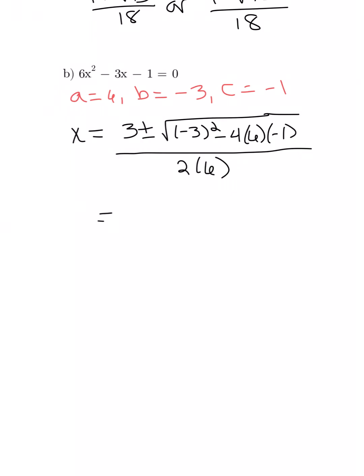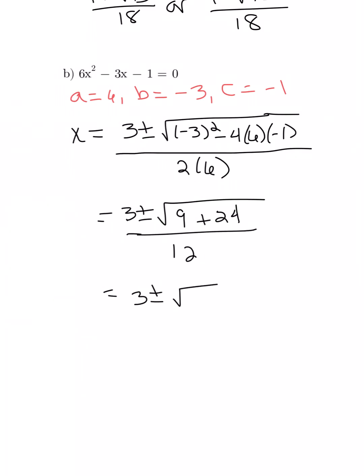If we start working this and cleaning it up, we're going to keep the 3 out front, plus or minus. In our square root symbol, -3 squared is +9. -4 times 6 gives me -24, times -1 gives me +24. All that goes over 2 times 6, which is 12. So now we have 3 plus or minus the square root of 9 plus 24 is 33 over 12. The square root of 33 does not simplify, so that is your final answer.